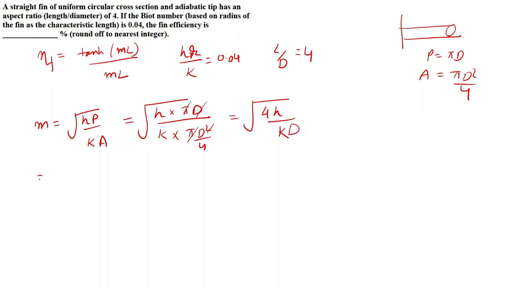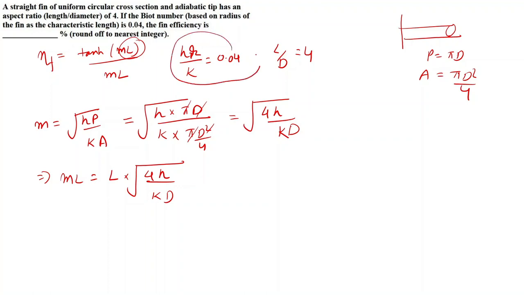Okay, so now let's find this mL term. mL will become length into the square root of 4h upon kd. Now here we have hd upon k as 0.04. So from here we can get that hd upon k will be twice of that term. So basically 0.04 into 2 will be 0.08.